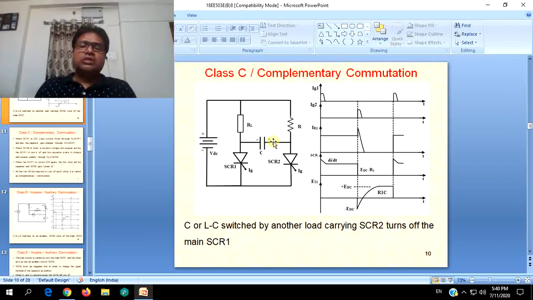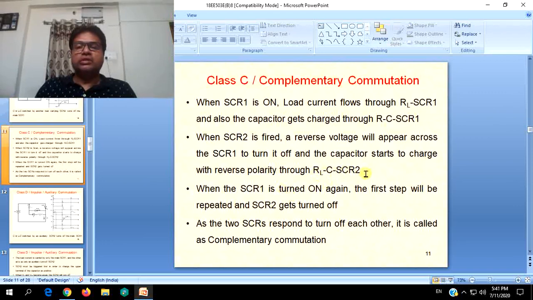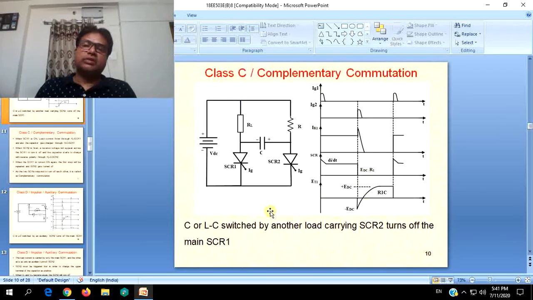Capacitor starts to charge with reverse polarity, like this: RL, C and SCR2. Then when the SCR1 is turned on again, the first step will be repeated and SCR2 gets turned off.